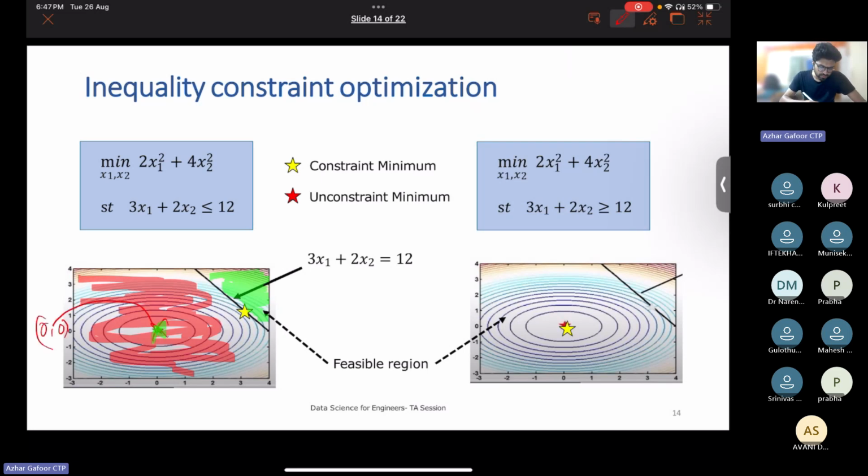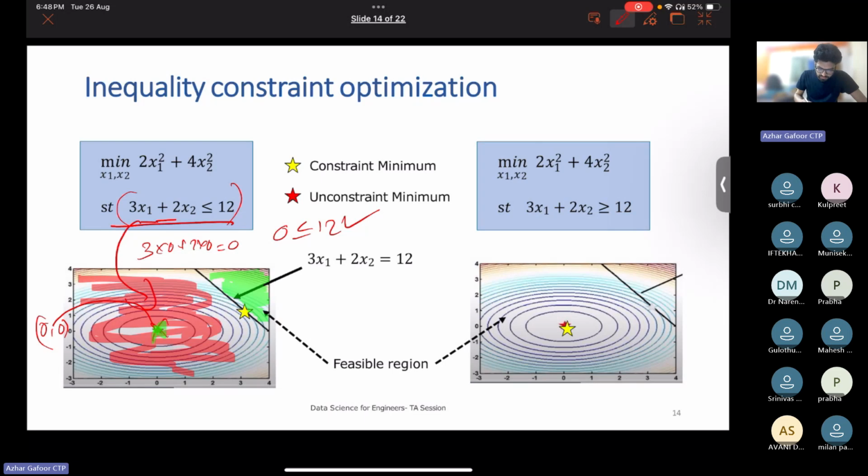So just put that 0, 0 into our equation. If we put 0, 0 into our equation, we get 3 into 0 plus 2 into 0, that is equal to 0. So 0 is less than or equal to 12. This is true. So in such cases, our feasible region will be that region with 0. The feasible region which belongs to this condition is the red region. So these arrow marks are not correct. This is the feasible region for this constraint.